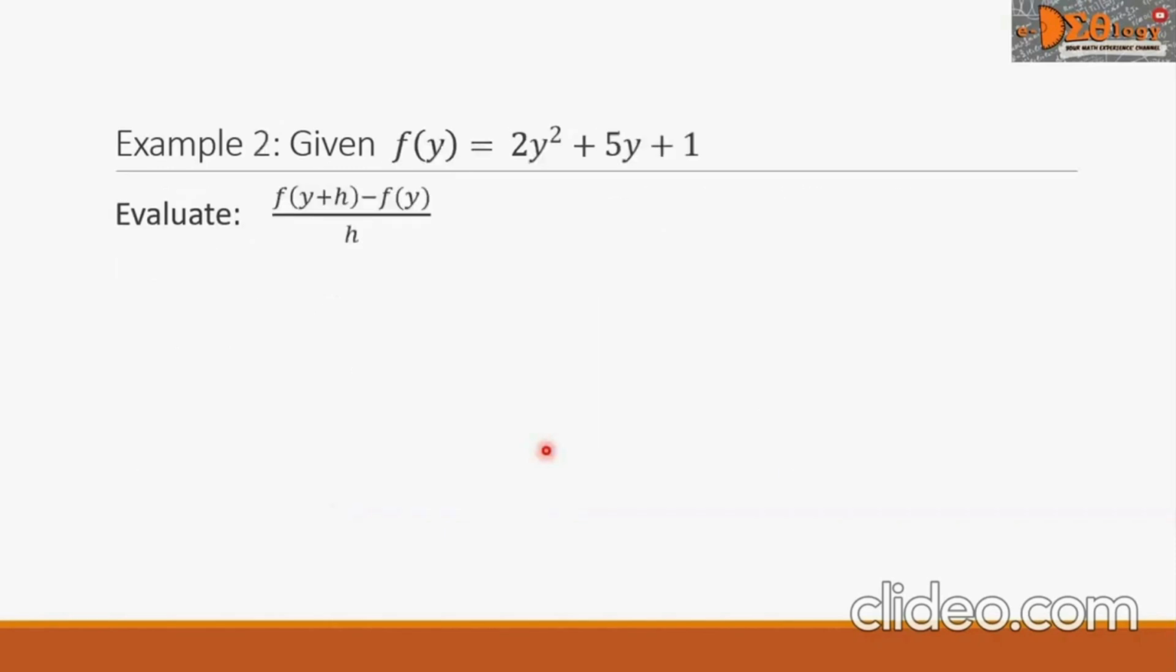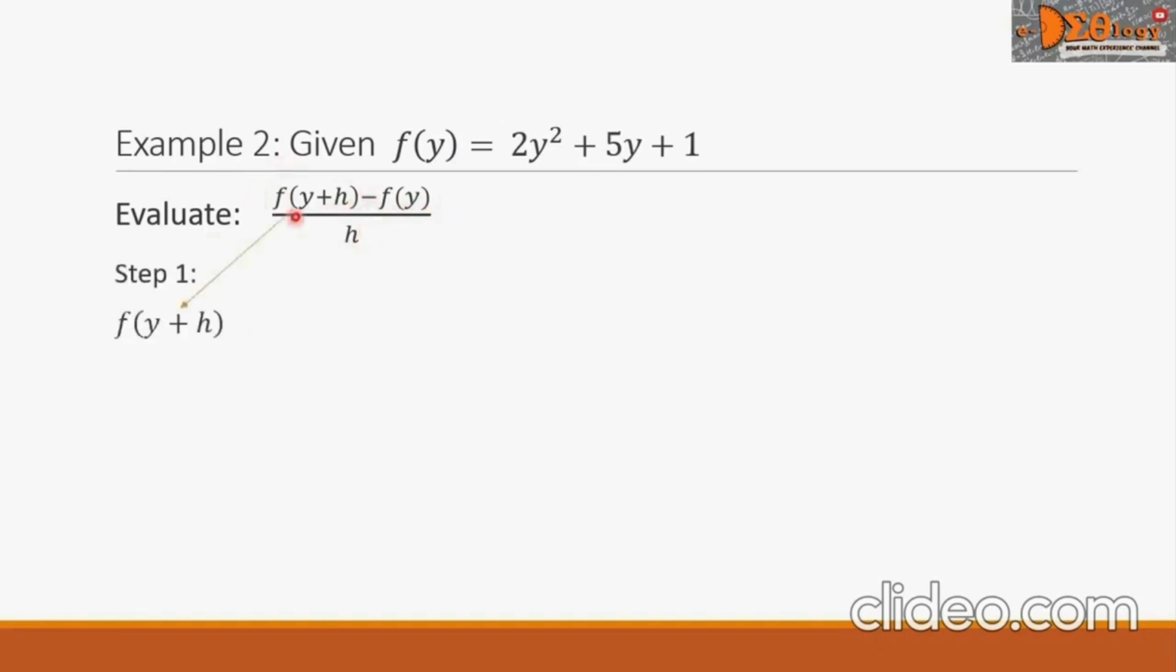Let us have example 2. Given the function f of y equals 2y squared plus 5y plus 1, evaluate this fraction whose numerator is f of y plus h minus the function f of y, all over h. Let's begin with step 1.